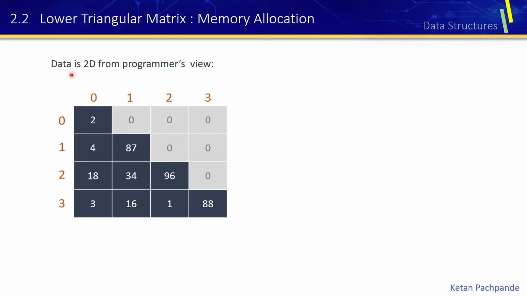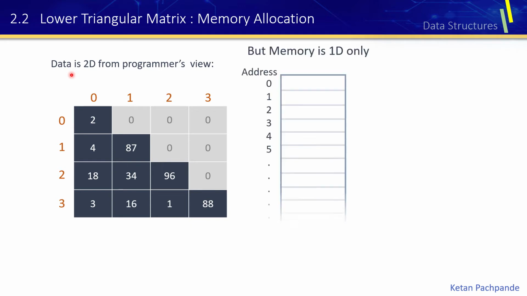From the programmer's point of view, this data structure is definitely two-dimensional. Means if he wants to store the element or retrieve the element, he's always going to give the value of i and j. But to store this two-dimensional array in the memory, we have to solve the problem of how we can store this 2D array in the one-dimensional memory. We know that the memory is always considered as one-dimensional in behavior. So this problem we are going to solve with the help of some storing techniques.